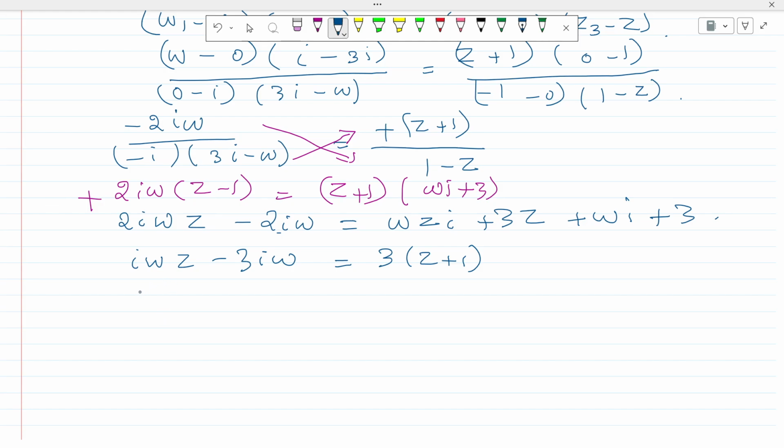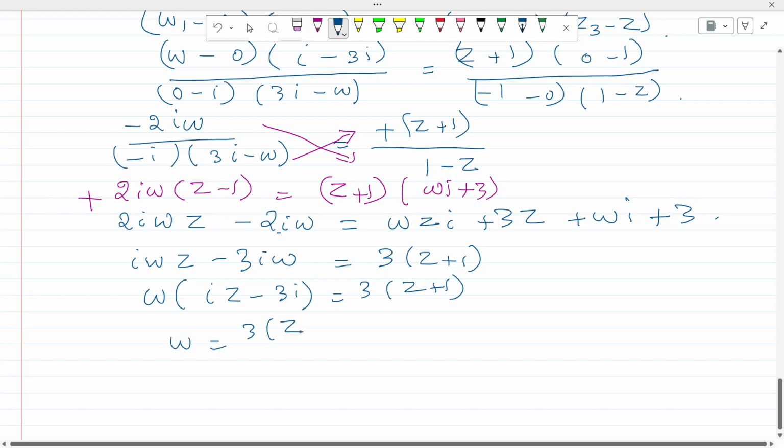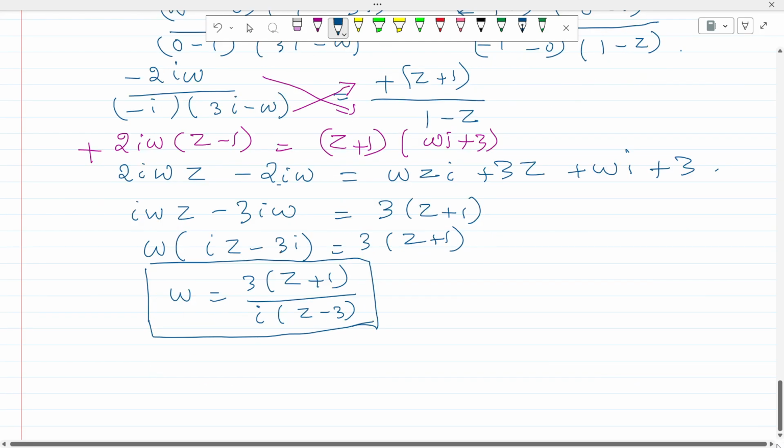Then w, take it outside. W times minus 3i equals 3 into z plus 1. So w equals 3 into z plus 1 divided by i into the remaining terms. It is a bilinear transformation.